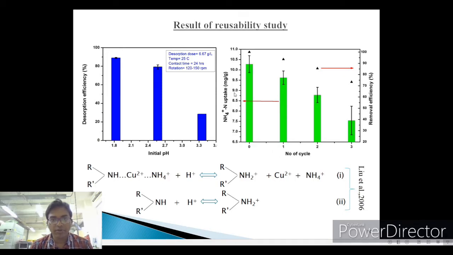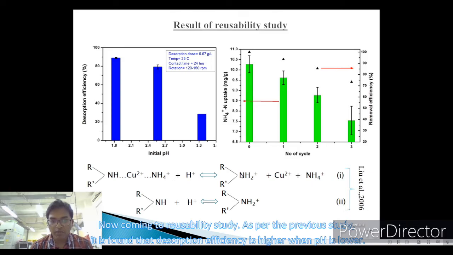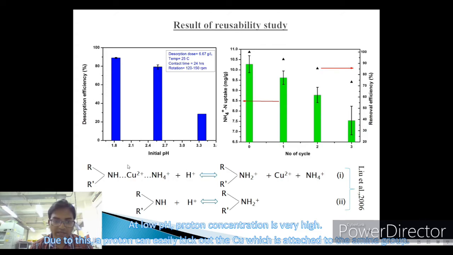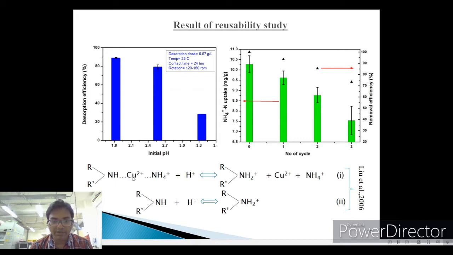So now coming to the reusability study. As per the previous studies, it has been found that when the desorption study is considered at lower pH, the proton concentration will be very high. This proton can easily kick out the copper which has been attached with the amine group, and ultimately this copper will come out into the system. So this phenomenon has been used in our case also.